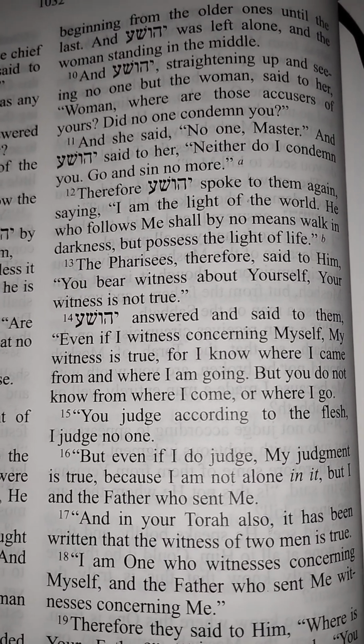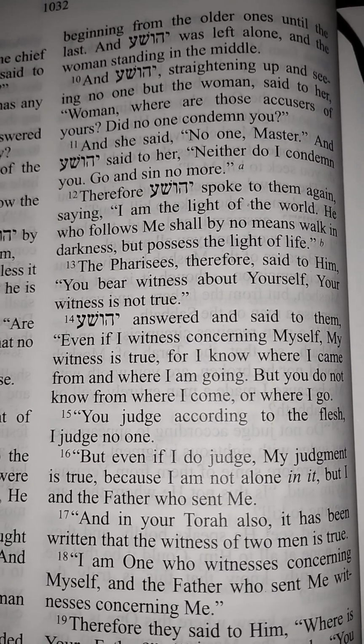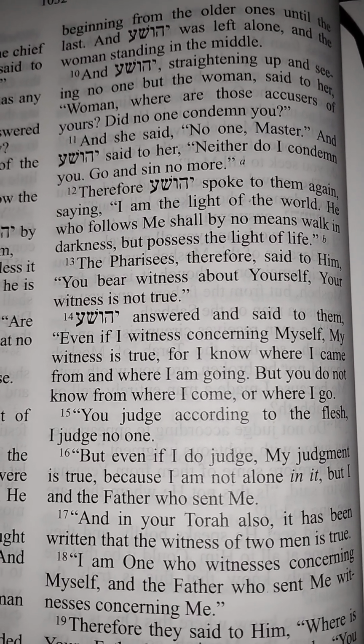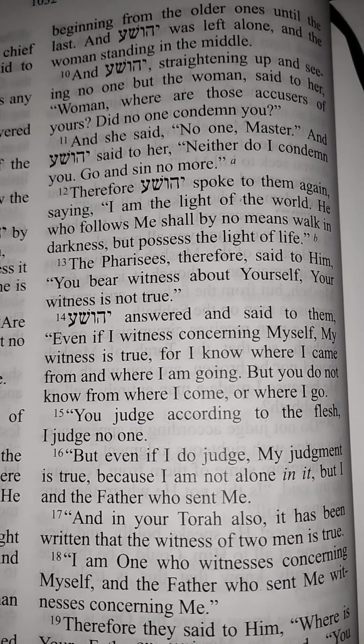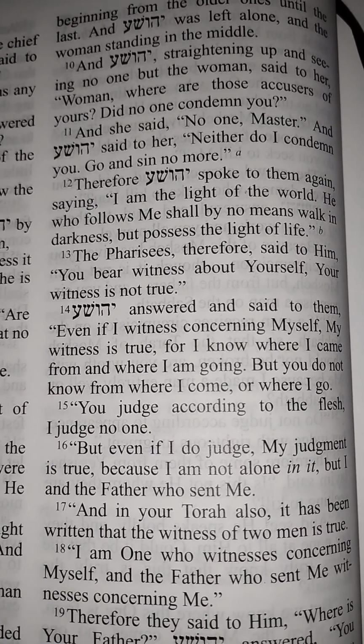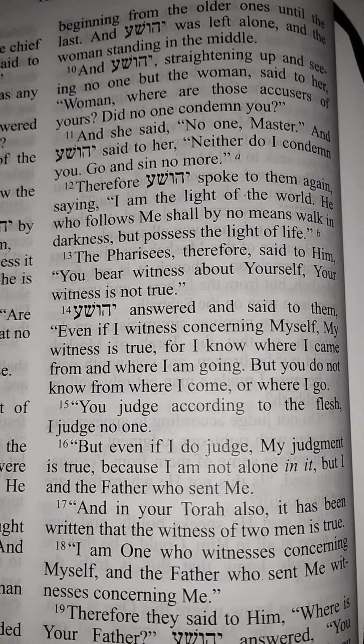And she said, No one, Master. And Yeshua said to her, Neither do I condemn you. Go and sin no more. Therefore Yeshua spoke to them again, saying, I am the light of the world. He who follows me shall by no means walk in darkness, but possess the light of life.